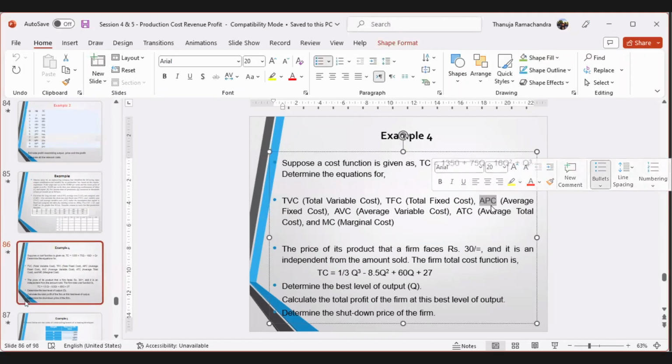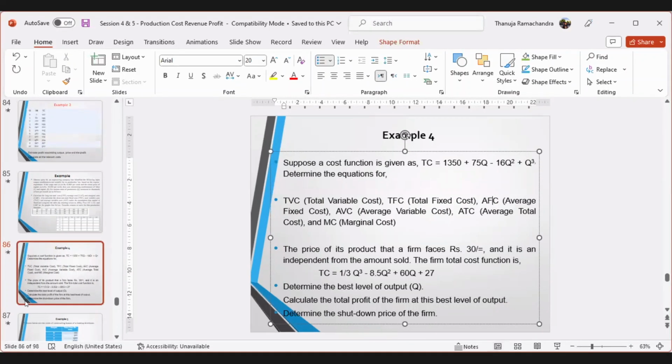Next one is average fixed cost. Right. Average fixed cost. Yes, 1350 divided by Q. Average fixed cost, total fixed cost 1350, divided by Q.